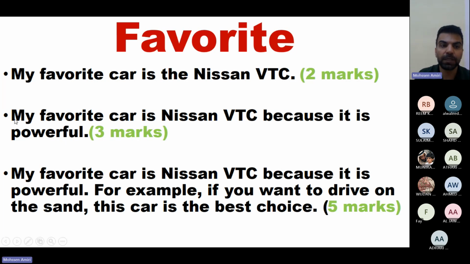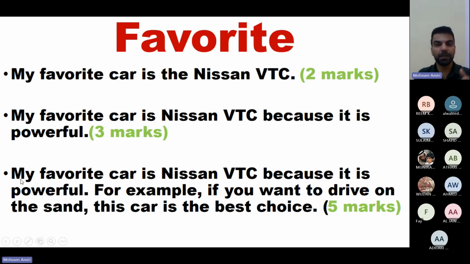The second student writes like this: my favorite car is Nissan VTC because it is powerful, it is strong. See, here we wrote the reason. So we say, oh, this student wrote the reason. Okay, 3 marks for this. Even in speaking, we give more marks if you give more information.